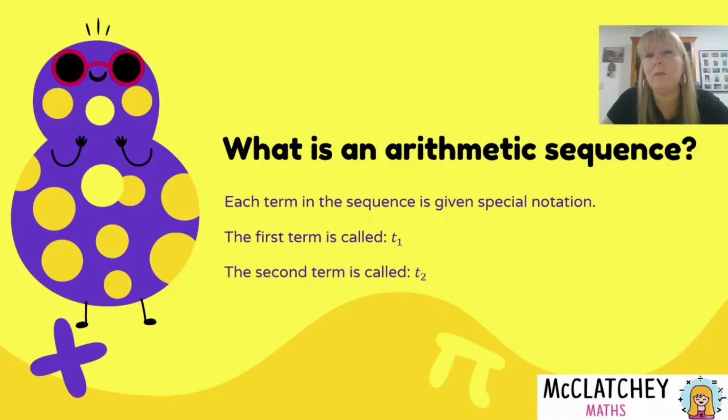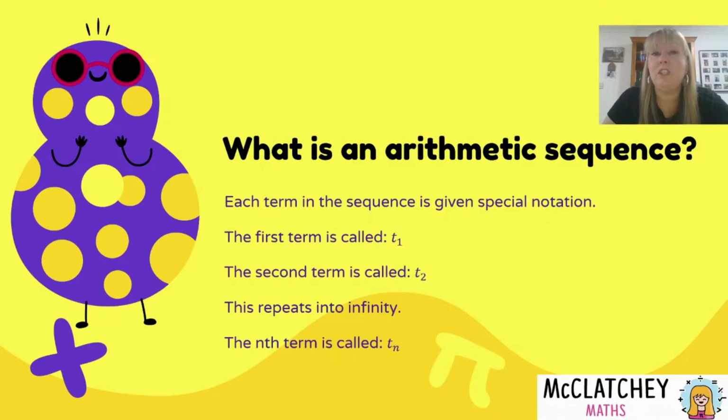So the second term would be called T with a little 2. That's called a subscript. And all the way into infinity, our nth term, which is one that we haven't defined yet, it could be the 100th term, it could be the 18th, we call that T with a little subscript of n. So very important that you don't write that subscript the same size as the letter T, because then it changes from being a naming convention into something different in algebra.